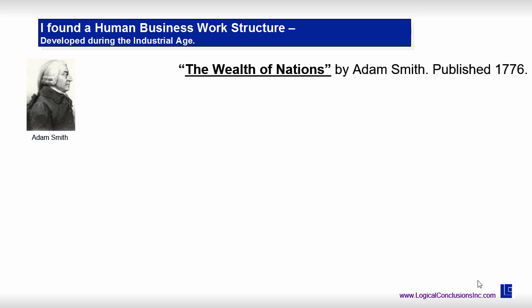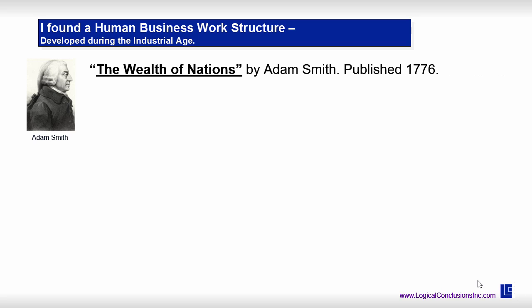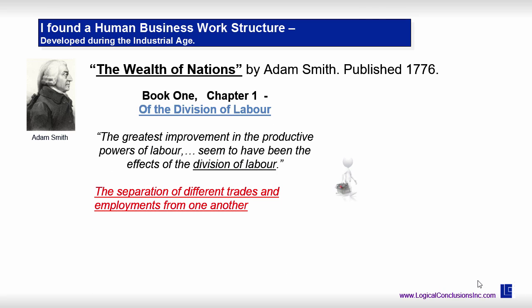Tied in with human design systems, I also found a human business work structure, which was founded many years ago, in fact developed and followed during the Industrial Age. There was this Scottish philosopher and author called Adam Smith who wrote a book titled The Wealth of Nations, published in 1776, quite a significant date in the USA. In Book 1, Chapter 1, he wrote on the concept of the division of labour, English spelling there.